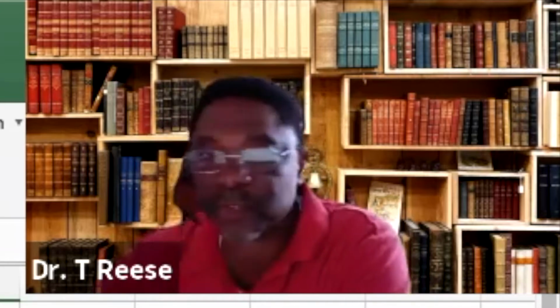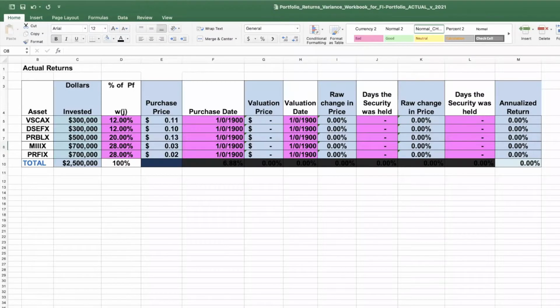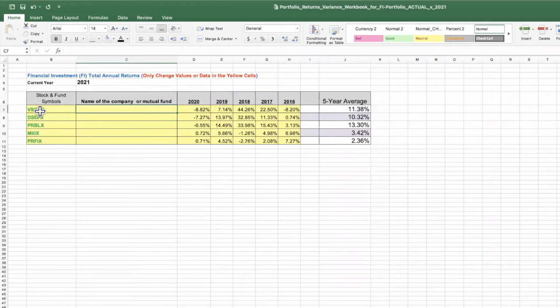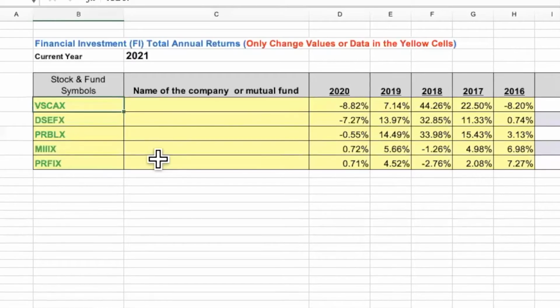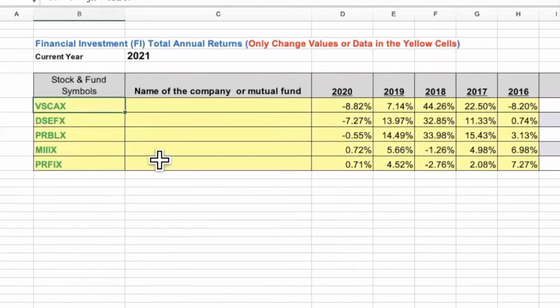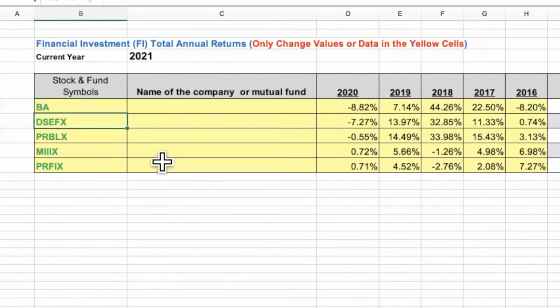All right, so today what I want to talk to you all about is how we're going to calculate our actual returns on the portfolio that we've constructed, or the two portfolios we constructed. Now to do this, let me first make a little change in this spreadsheet. I want to put in BA for Boeing.